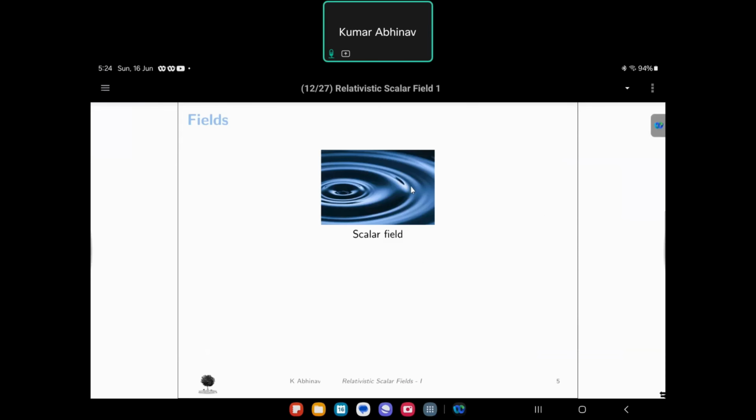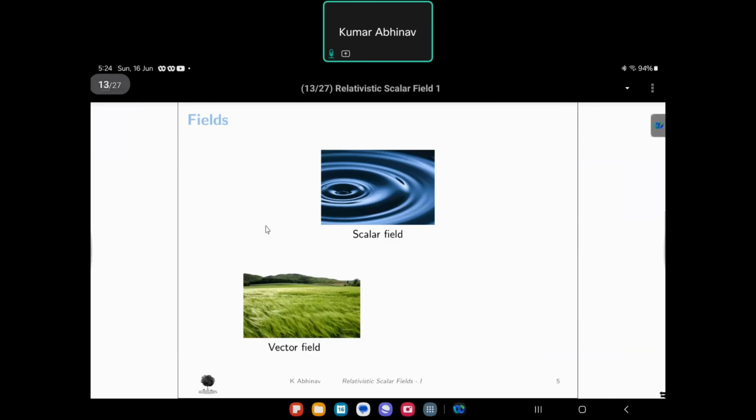One might ask, what is a vector field? For example, look at this paddy field. Not only the height individually matters, but there is also a notion of direction: which way each blade of grass is pointing is also important. So this can be considered a vector field. There can be tensor fields also. The point is that it is very difficult to show tensor fields.